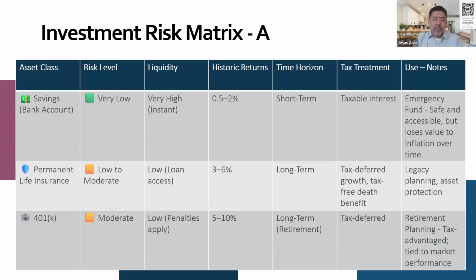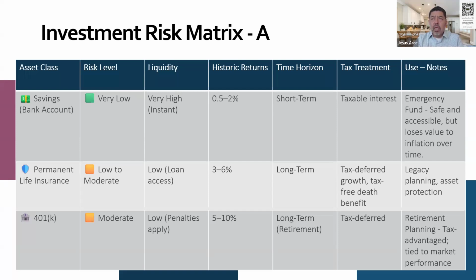The next category is permanent life insurance. The risk level tends to be low to moderate. Liquidity is very low. You can access the funds, but you have to take them out in the form of a loan. Historic returns here tend to be 3 to 6%.